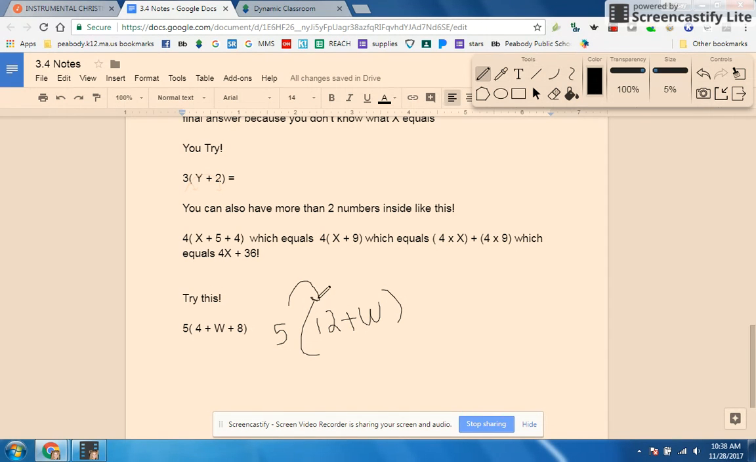Now, multiply the outside number by everything on the inside. 5 times 12 is 60. 5 times w is 5 times w, because we don't know what w is. Plus sign in the middle, put it in the middle. If you did w plus 12 here and you got 5w plus 60, that's the same exact thing, so don't worry, you got it right.